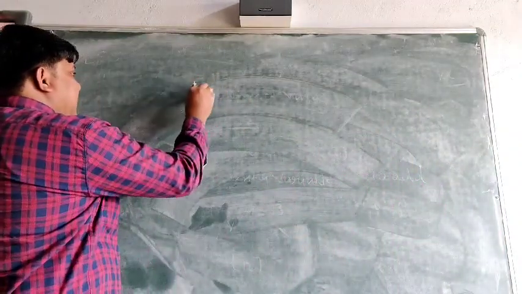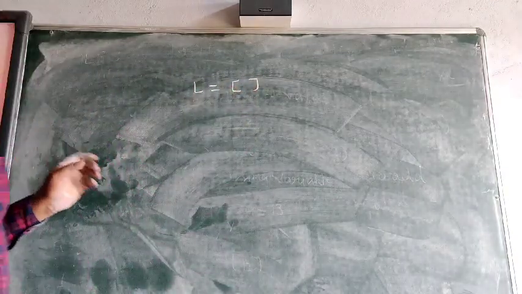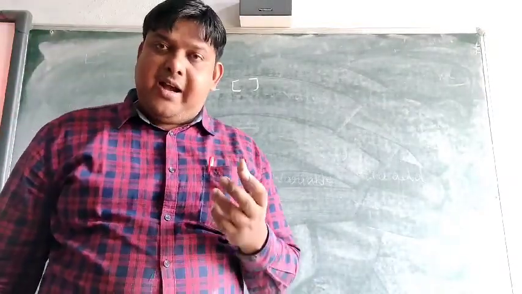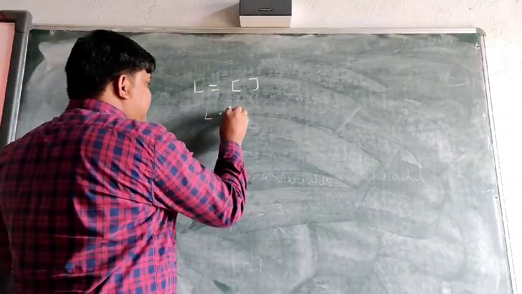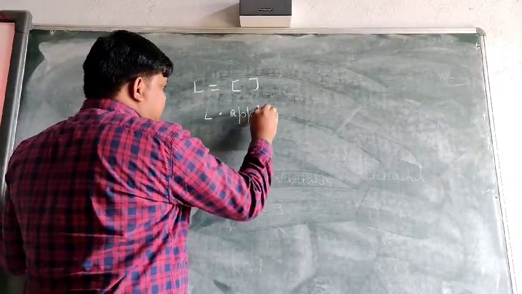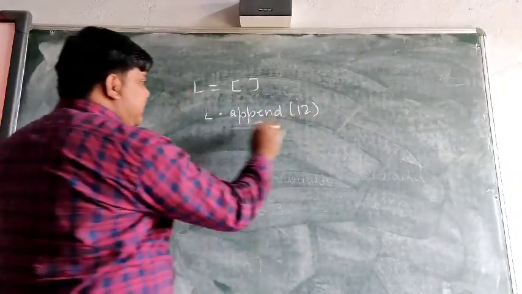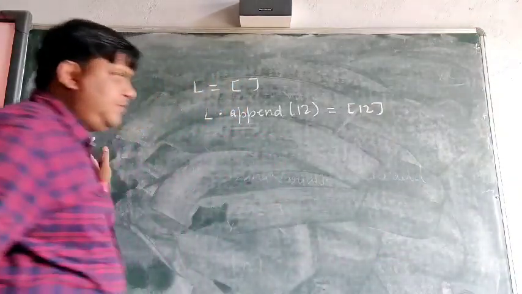I have one list L is equal to empty. And if I have a direct value 12 and I want to add it into the list, what will I write here, my dear students? I will write here L dot append 12. After adding this line, the value of the list will become like that, 12.